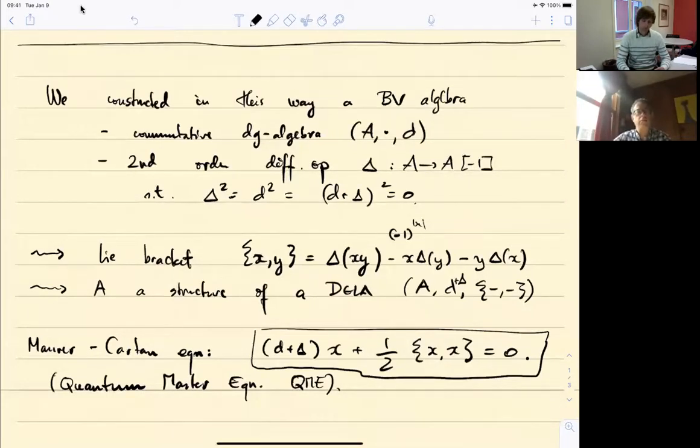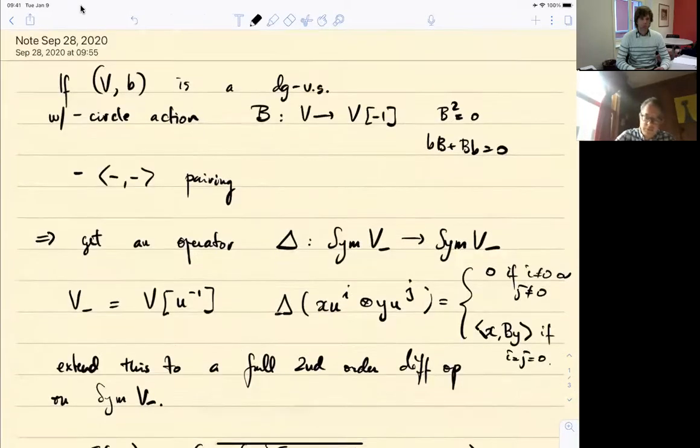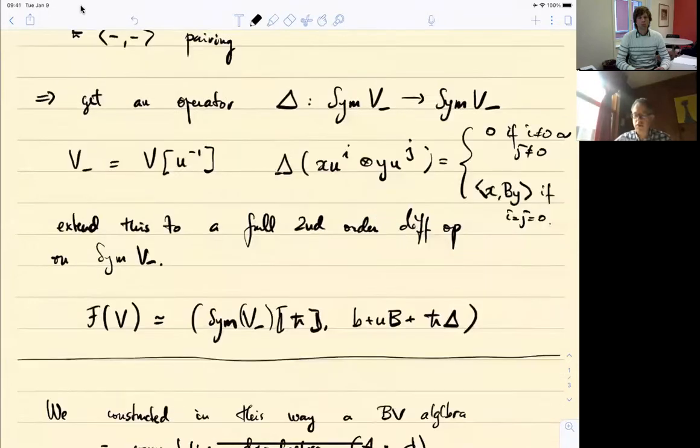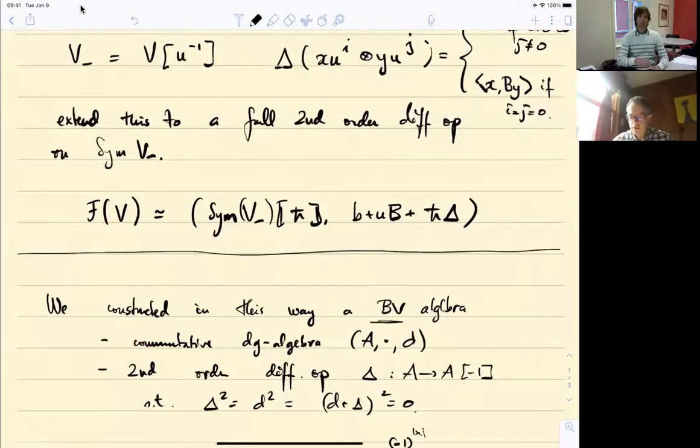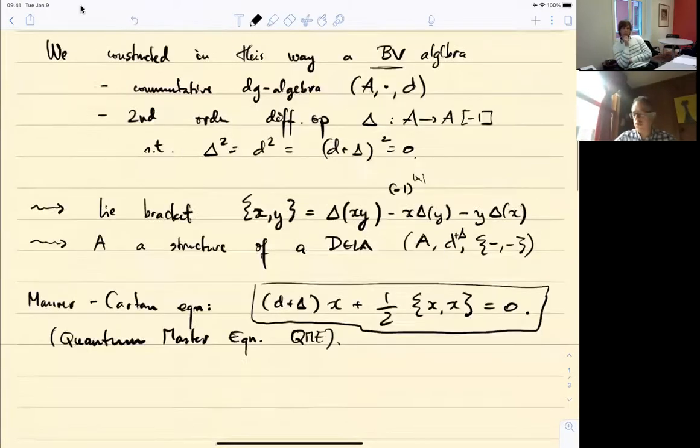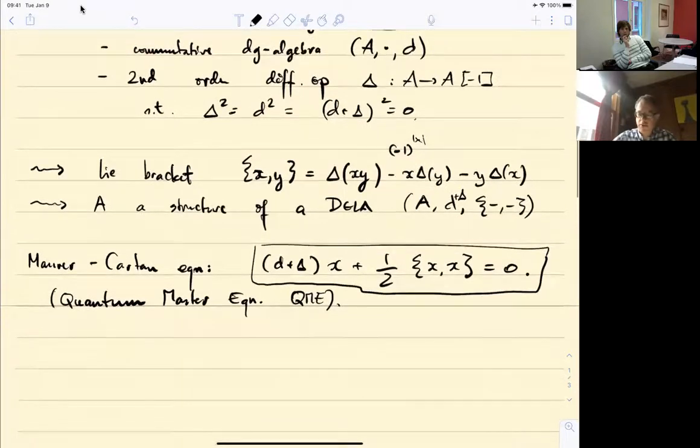So let me repeat a little bit. What we have done is we started with a DG vector space V with these two pieces of data. That's what you should keep in mind. You start with the differential graded vector space with a circle action and a pairing. From it, we constructed a BV algebra. And in this BV algebra, it's natural to write down the quantum master equation. That is our plan of attack.